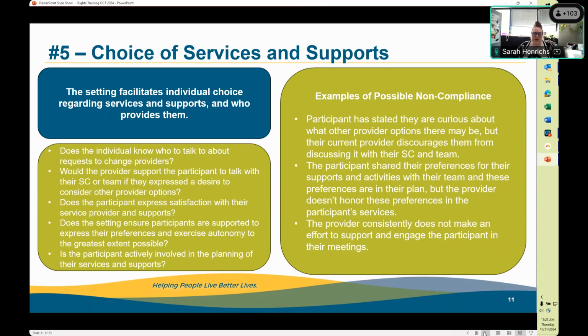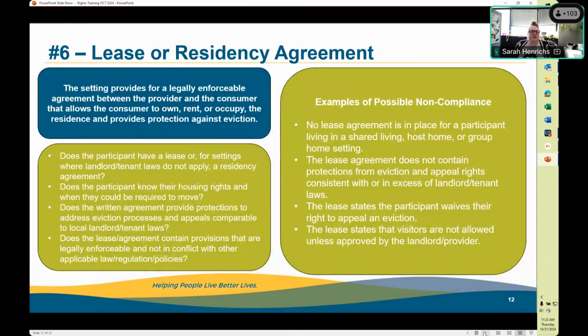Okay. Next, lease or residency agreement. So the setting provides for a legally enforceable, and I probably should have put that in italics, agreement between the provider and consumer that allows the consumer to own, rent, or occupy the residence and provides protection against eviction. And that protection from eviction has to be equal to or greater than what is in your state or the jurisdiction's landlord-tenant laws.